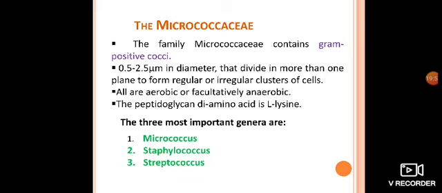Now we are moving toward the next point, gram-positive bacteria. Gram-positive bacteria have specific properties. They have a specific cell wall, and accordingly a proper staining material and stain color. Now, the family Micrococci has a specific size, 0.5 to 2.5 micrometer in diameter. They divide in more than one plane to form a regular or irregular cluster of cells.